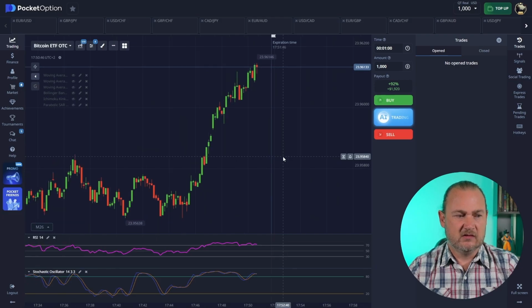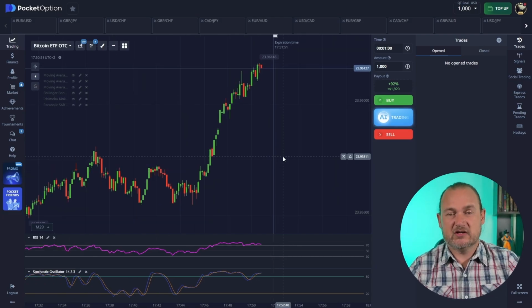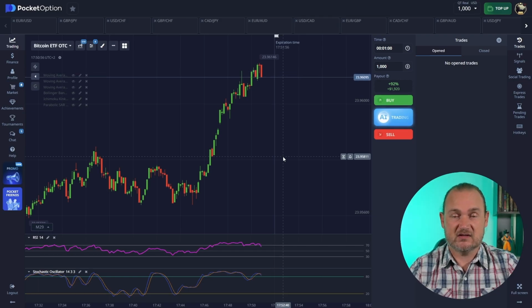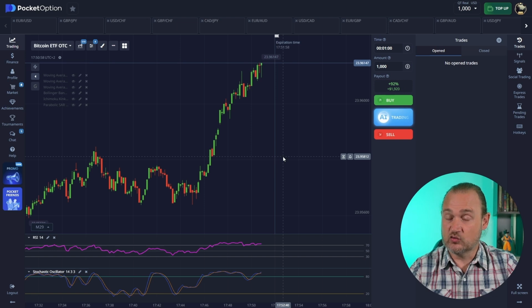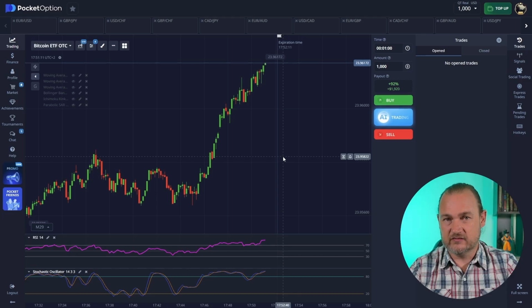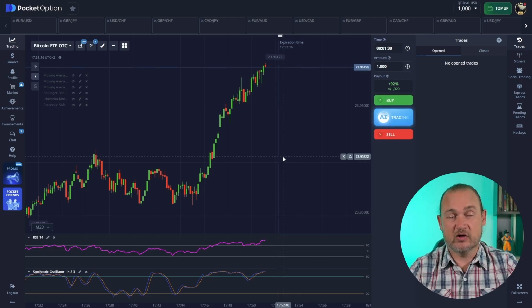There we go. Okay, so we're going to be using divergence today, and hopefully we're going to see examples of the different kinds of divergence. There's 4 types of divergence. You get normal bullish, normal bearish, hidden bullish, and hidden bearish. Now, the normal divergences are reversal signals, and hidden divergences are continuation signals. Hopefully we'll find examples of all of them while we're doing this.